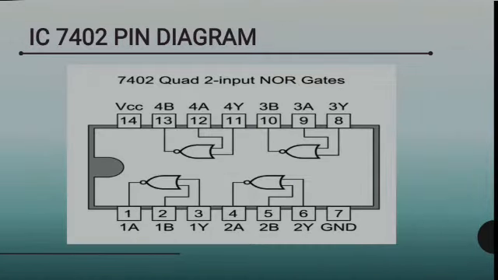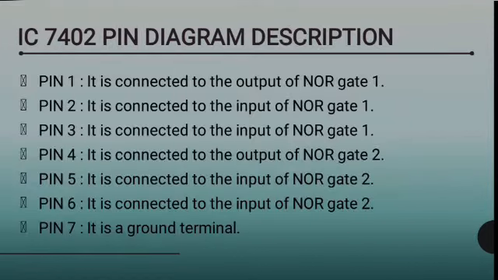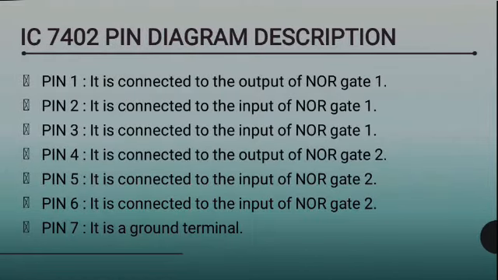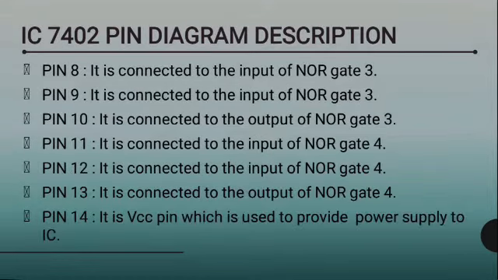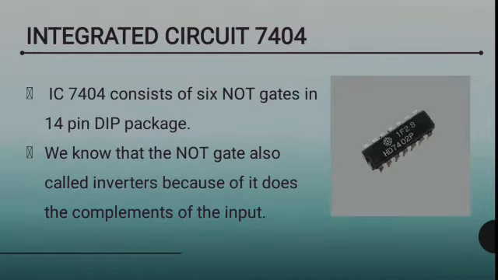The figure shows the pin diagram of IC 7402. Pin 1 is the output of NOR gate 1. Pin 2 and pin 3 are the inputs of NOR gate 1. Similarly, pin 4 is the output of NOR gate 2 and pin 5 and pin 6 are the inputs of NOR gate 2 and pin 7 is the ground terminal. Pin 8 and pin 9 are the inputs of NOR gate 3 and pin 10 is the output of NOR gate 3. Similarly, pin 11 and 12 are the inputs of NOR gate 4 and pin 13 is the output of NOR gate 4. Pin 14 is the VCC pin which is used to provide power supply to the IC.